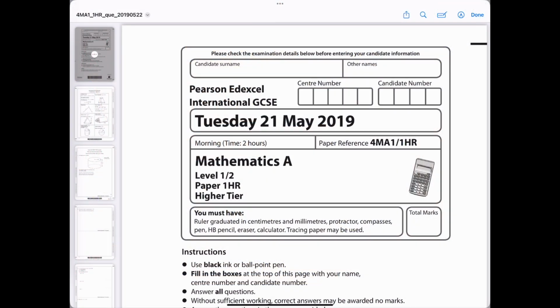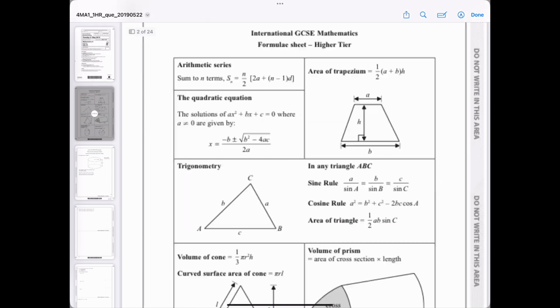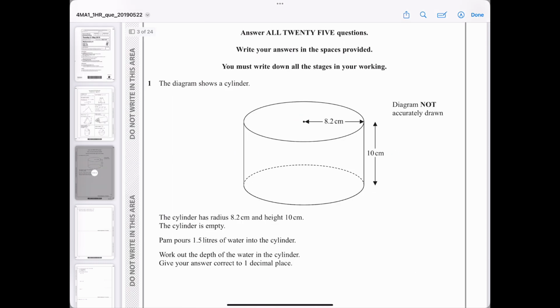Okay, I've decided to do another IGCSE paper, also from June 2019, or the 21st of May 2019. You've got all the things you need, and this will be questions 1, 2, and 3.